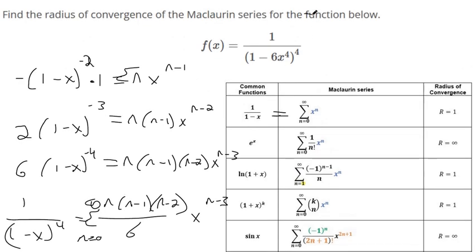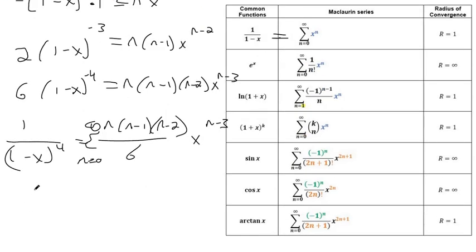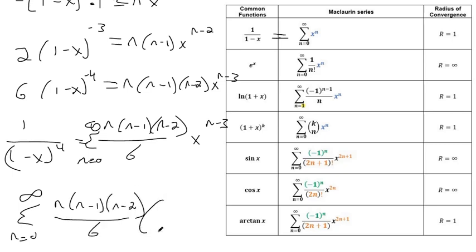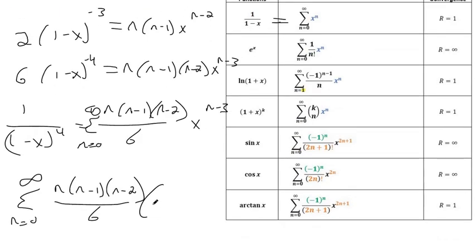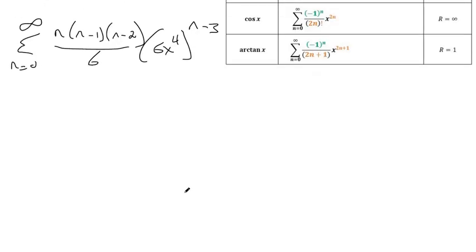So now we have something that matches up here. Except instead of x, we're going to put 6x to the 4th. So our Maclaurin series is the sum from n equals 0 to infinity, n times n minus 1 times n minus 2 over 6, and then instead of x, we're replacing it with 6x to the 4th. This is all to the n minus 3 power. So we got our Maclaurin series. So now we need to take the n plus 1 term. So everywhere where I see an n, I'm going to put n plus 1.